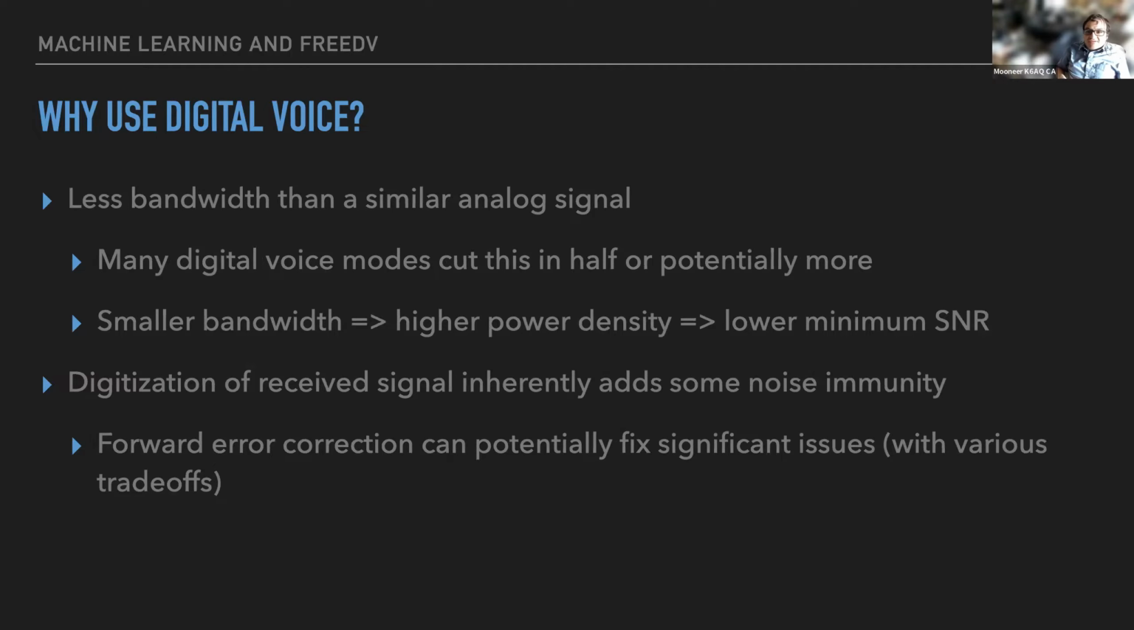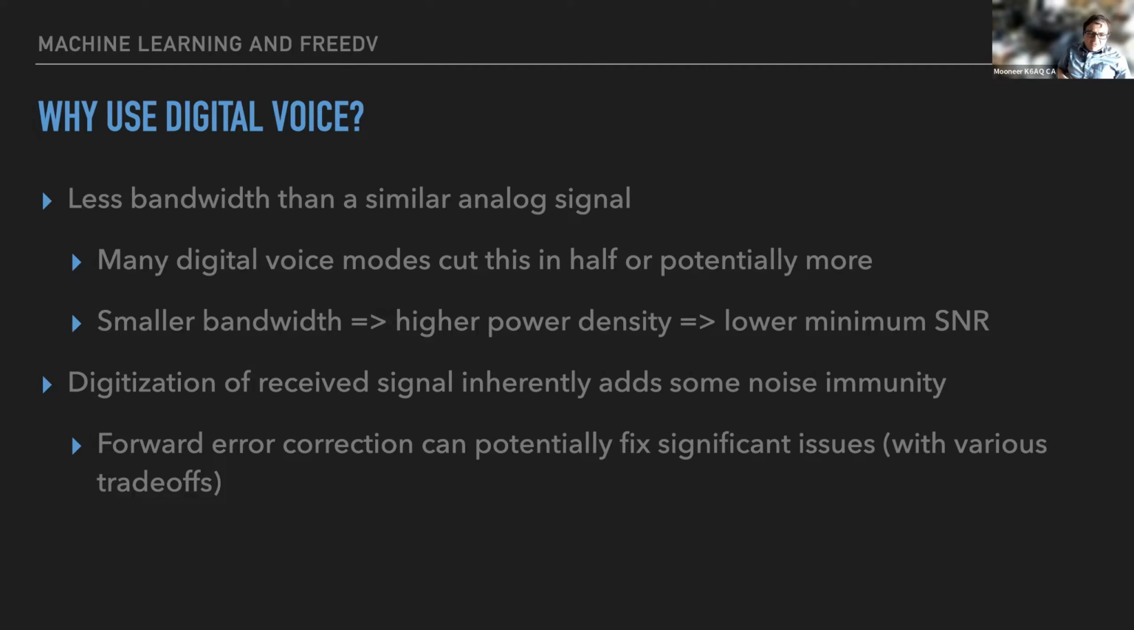So why would someone do this instead of just using sideband or AM or FM? A big reason is because it typically takes less bandwidth than a similar analog signal. For reference, sideband is about 3 kilohertz wide, and FM is about 4 times of that, like 12 kilohertz or so. And depending on the digital voice mode, you can actually cut that bandwidth use in half or even more. Smaller bandwidth typically correlates with more power density, and that also typically correlates with a lower minimum signal to noise ratio. It's one of the reasons why CW tends to get out when nothing else does.